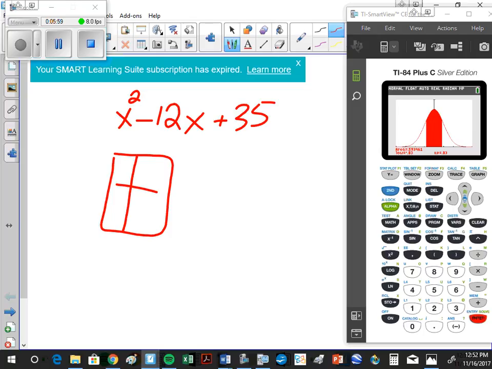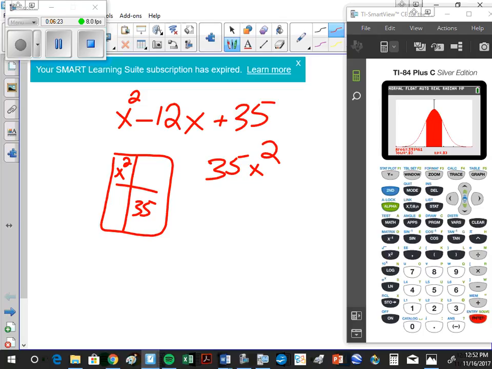Just like before, I stick the x squared and the 35 in the box and I multiply them together and I get 35x squared. Now that 35 is positive. What does that tell me about the two factors? It's either plus plus or minus minus. How do I tell which is which?